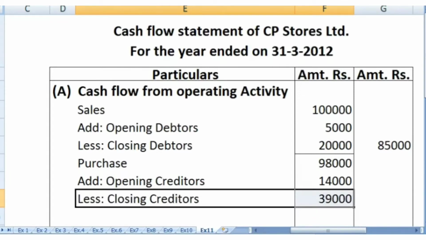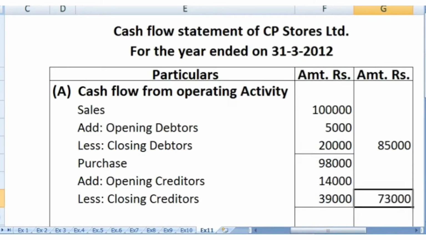So just like sales, you have determined the receipt from debtors. In the same way, on the basis of purchase, you determine the amount paid to the creditors. So amount paid to the creditors is 73,000. Actually purchase is 98,000, but purchase is not called payment. Payment is 73,000. 98,000 is your purchase during the year.